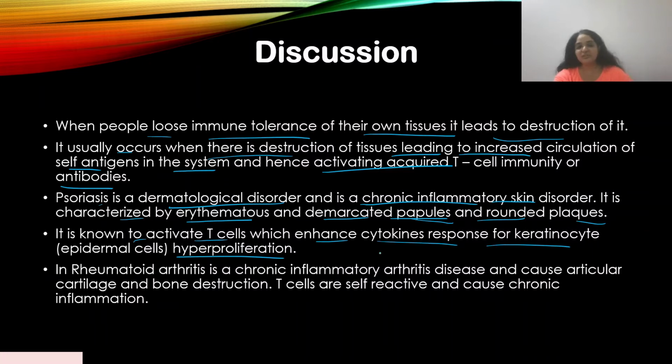Now rheumatoid arthritis is again a chronic inflammatory arthritis disease and causes articular cartilage and bone destruction. The T cells are self-reactive and cause chronic inflammation. Again, the T cells are attacking its own cells, so that it causes rheumatoid arthritis.